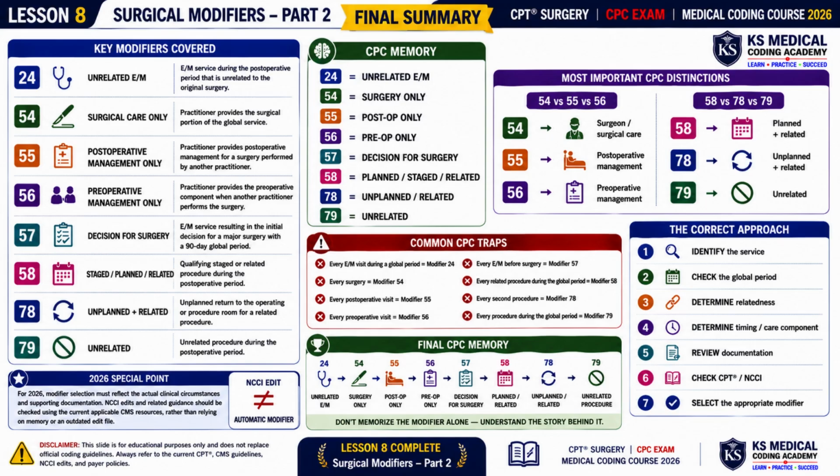And here's your final CPC memory: 24 equals unrelated EM, 54 equals surgery, 55 equals post-op, 56 equals pre-op, 57 equals decision, 58 equals planned, related, 78 equals unplanned, related, 79 equals unrelated. Don't memorize the modifier alone. Understand the story behind the modifier, verify the documentation, and then make your coding decision. Excellent work! Lesson 8, Surgical Modifiers, Part 2, is complete.